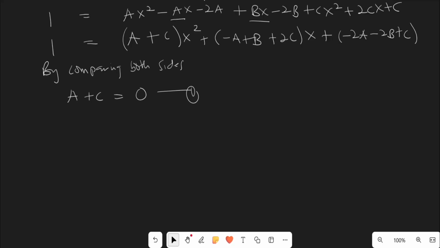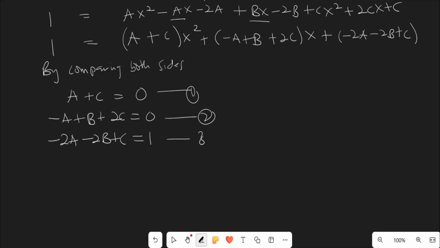What about the coefficient of x? That is negative a plus b plus 2c. That is equal to 0 as well, equation 2. The reason is that there is no x term on the left hand side, so that is equal to 0. Next is the constant. The constant term on the right hand side is negative 2a minus 2b plus c, and that is equal to 1, equation 3. So these are the three equations we have to solve simultaneously to get the values of a, b, and c.